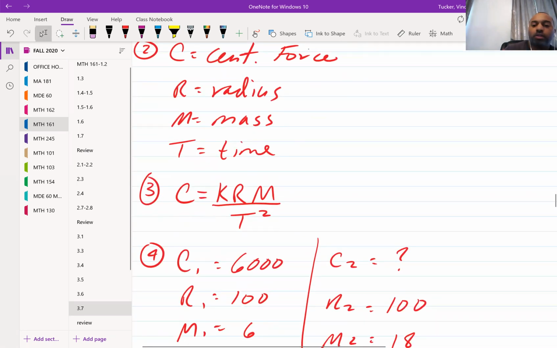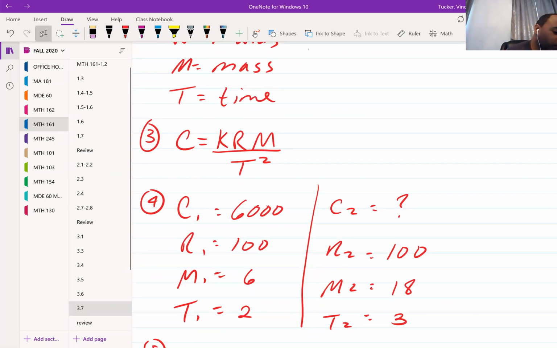All right, so now we look at the given information. We have 6,000 for our first C, 100 for R, 6 for the mass, and 2 for the time, 2 seconds. And then in the second one, they give us everything except for the new centrifugal force, 118 and 3. All right, questions? Any questions?